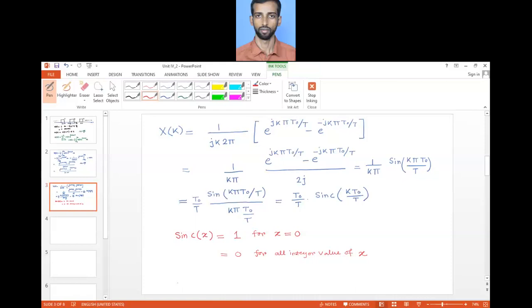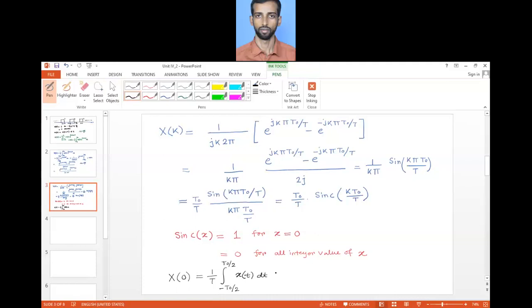Now that particular expression has been formulated for all values of x k excluding k equal to 0. So for k equal to 0, we can straight away find the expression for this x0 value, the dc value. The dc value is given by 1 by T integration for the entire period minus t naught by 2 to plus t naught by 2 x of t dt. We just put k equal to 0.